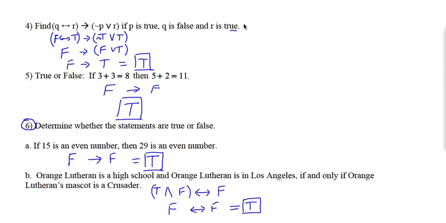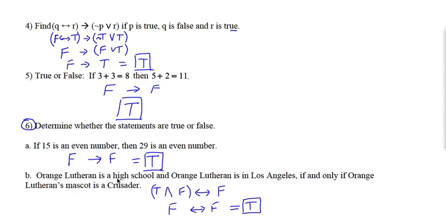All right, welcome back. So for letter A, 15 is an even number, that's a false statement. 29 is an even number, that's false. And we have a conditional, if then. So if false, then false is a true statement.